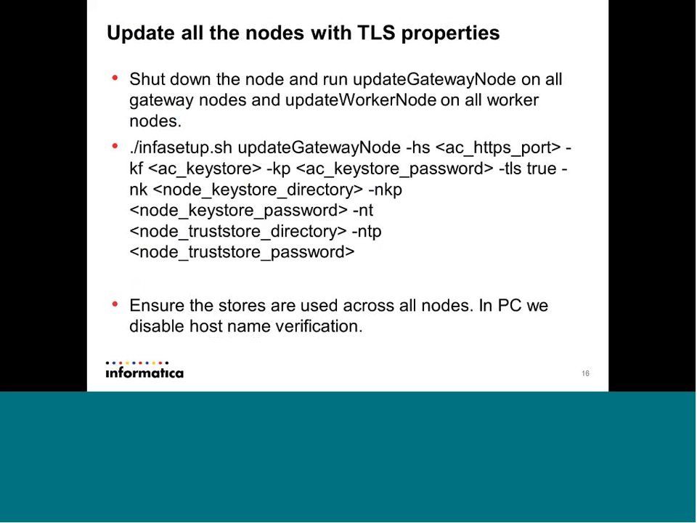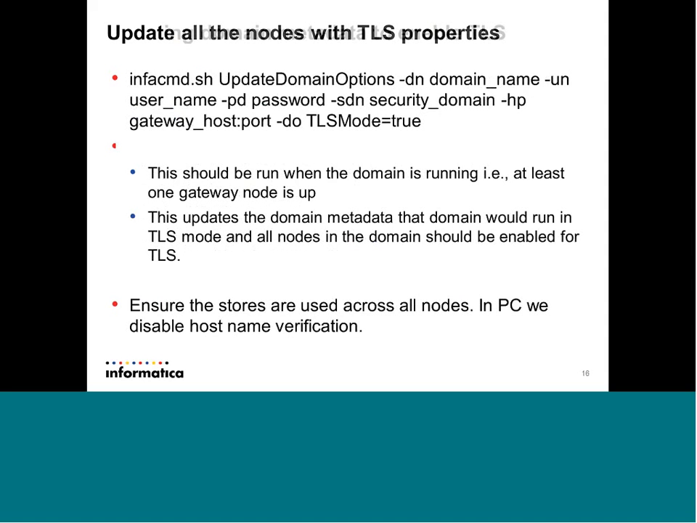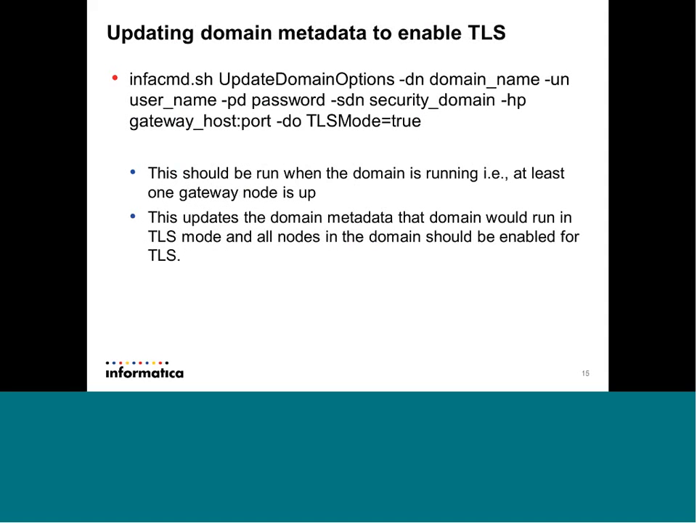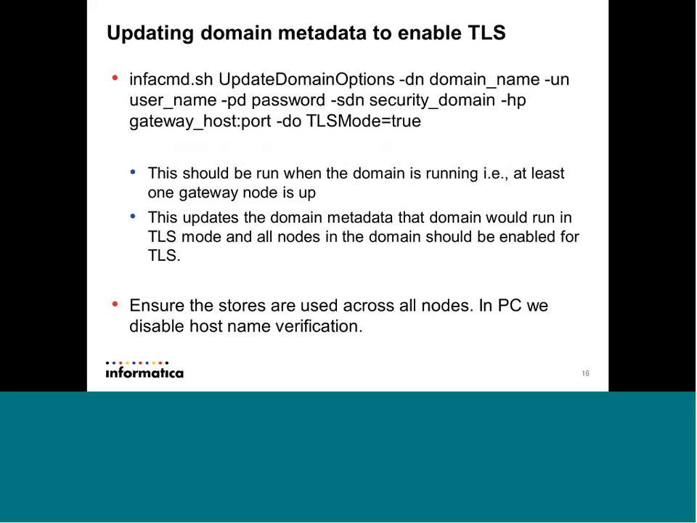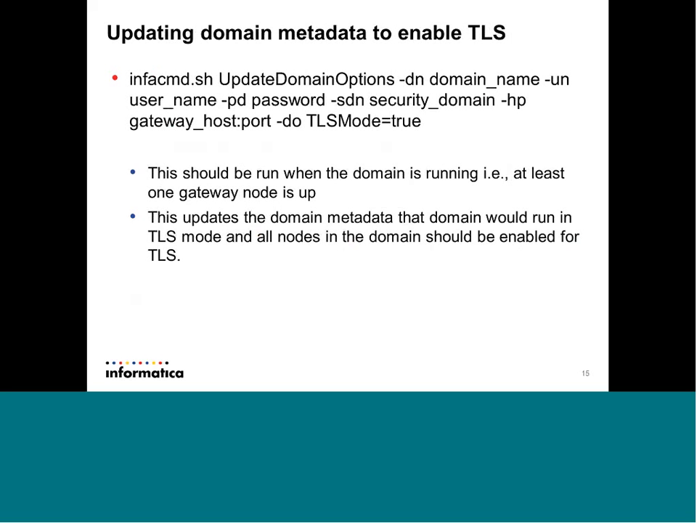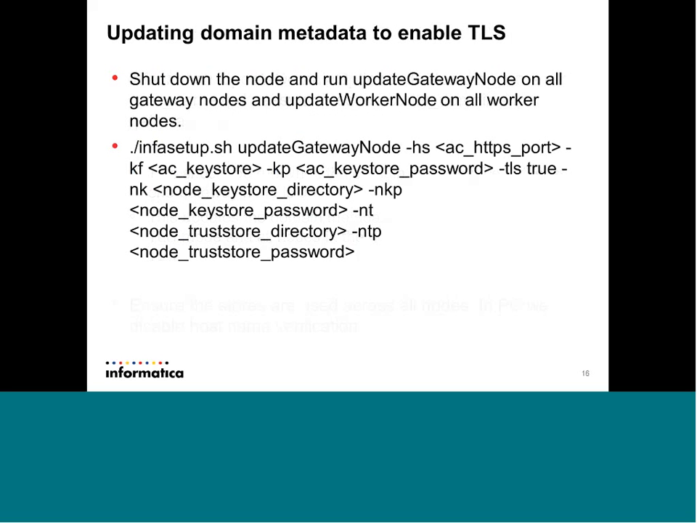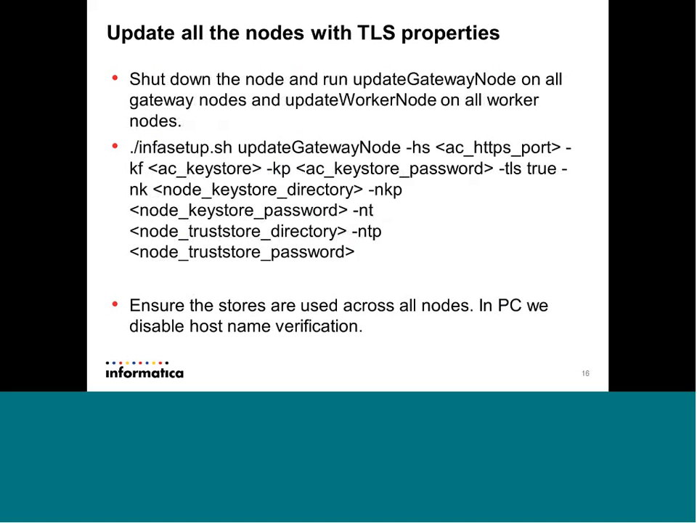So this command has to run when the node is down, when the services are shut down. The first command has to be run when at least one of the gateway nodes is running, so at least the domain is up and running. After these two commands, this command has to be run once on one of the nodes, and this command has to be run on all the gateway nodes available. Once all the gateway nodes and worker nodes are configured for SSL, you can bring up the nodes, start the services, and access the admin console.